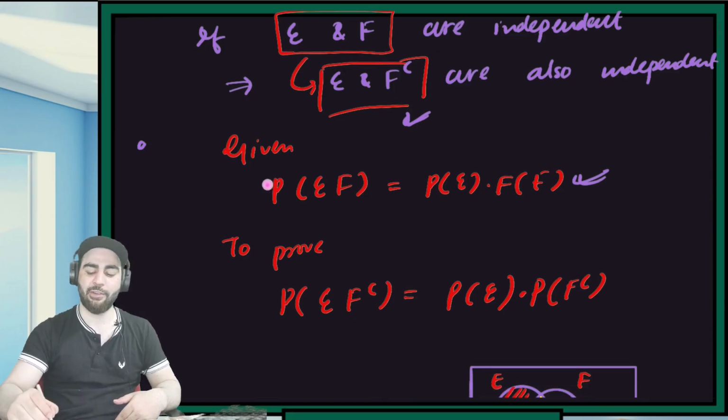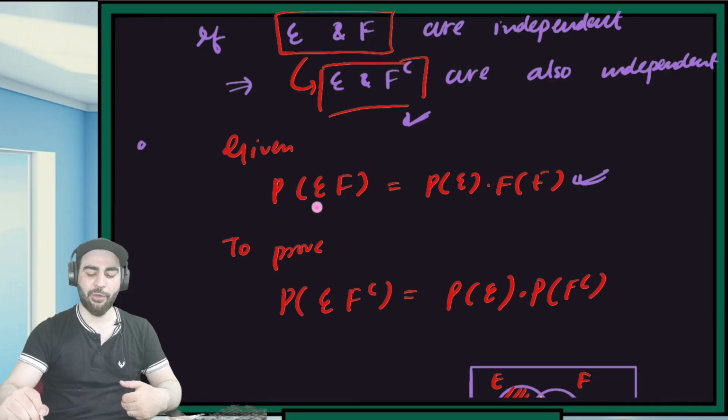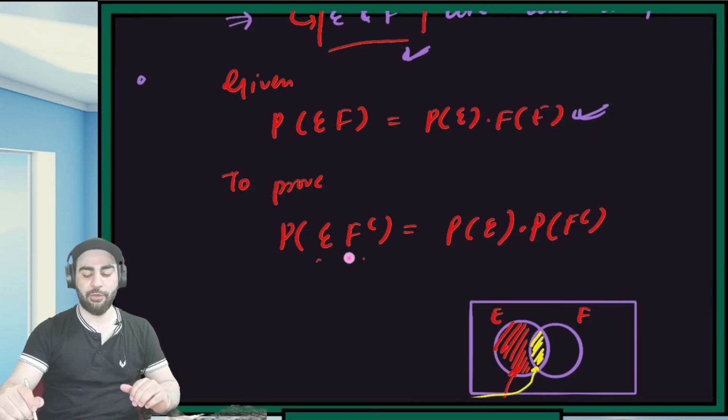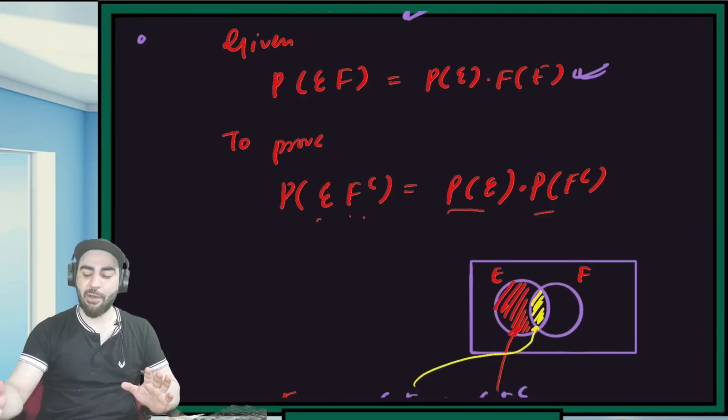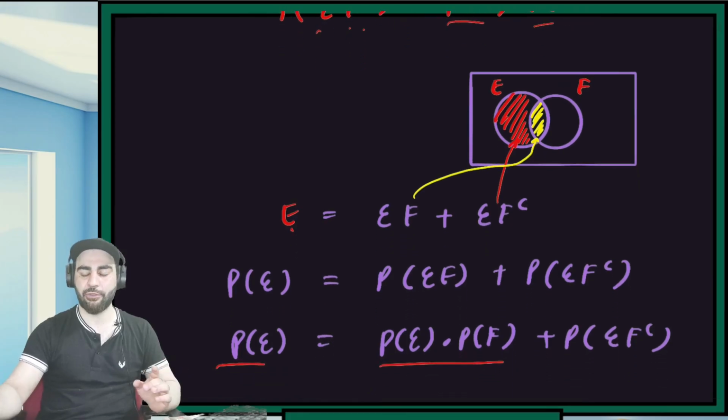Given to me is basically this, because this is what independence means in mathematics: probability of E and F is equal to probability of E multiplied by probability of F. And I have to prove that probability of E and F complement is equal to probability of E multiplied by probability of F complement. So I said somehow I should bring this F complement into the picture, and somehow use this result. We have seen this multiple times: I can break E down into two different regions which are disjoint, and then use the additivity theorem. So this is usage of additivity.